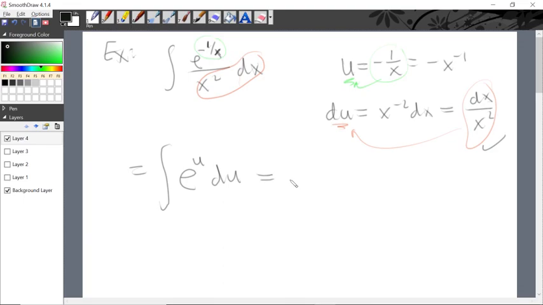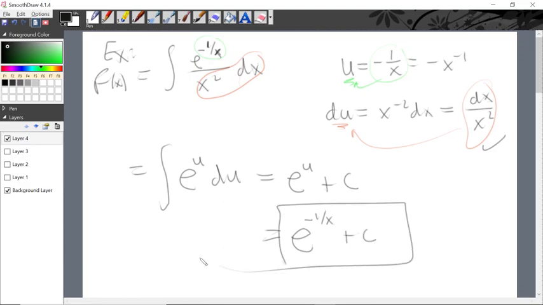The antiderivative of e to the u is e to the u. And because this is an indefinite integral, we need to add an arbitrary constant c. Now, since the original integrand was a function with respect to x, the output of this should be some antiderivative function with respect to x as well. Okay, it would have to be. So we need to write our answer with respect to the original variable x. And that's done by reusing the substitution. Since u equals negative 1 over x, then e to the u plus c is e to the negative 1 over x plus c. And that's it.